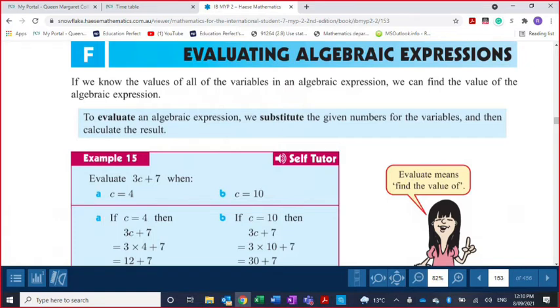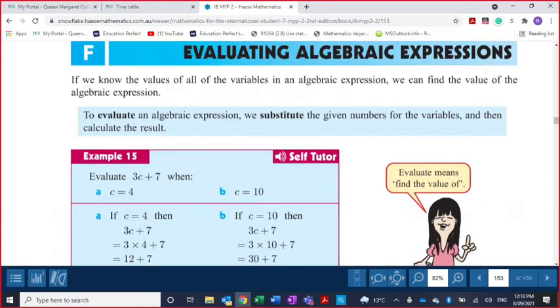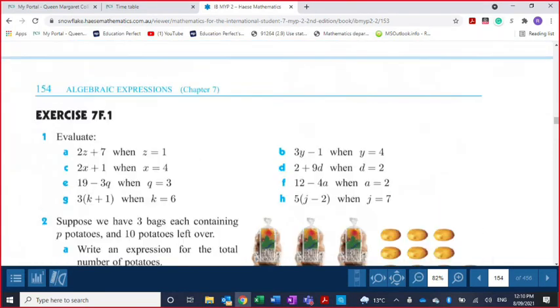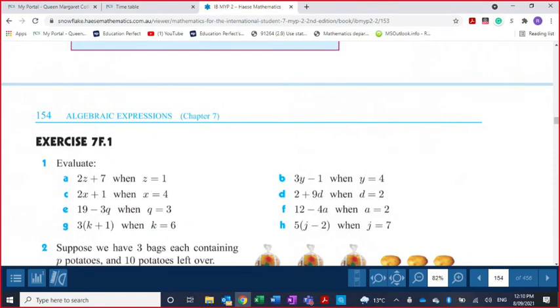So to evaluate an algebraic expression, we simply substitute the given values for the variables and then calculate the result. Right? So let's just pop to the questions in 7F.1. Say, for example, we'll start off easy. Let's see. Look at C. So we have 2x plus 1. That's our algebraic expression. We know it's an algebraic expression because it has letters in it, right? And they want you to evaluate it when x is equal to 4.